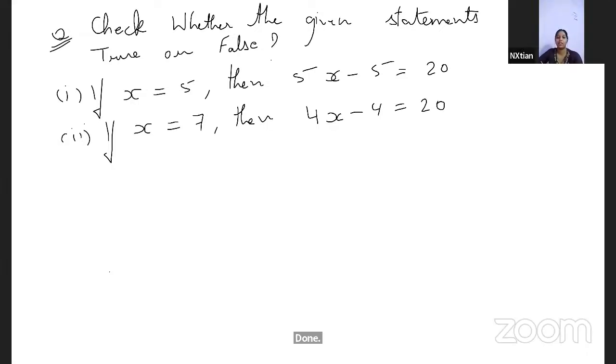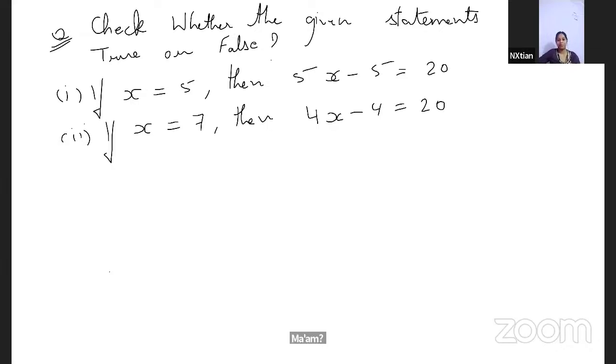So, now let's see the first one. x equals 5. Then 5x minus 5 equals 20. Yes, Zara. Is it true or false? It's false for me. It's false for you. Sure, ma'am. One second, okay.